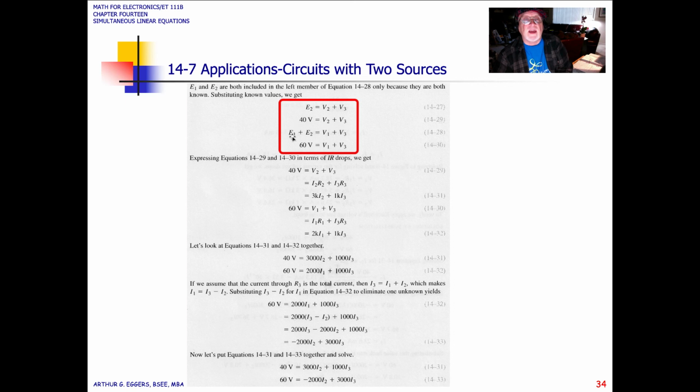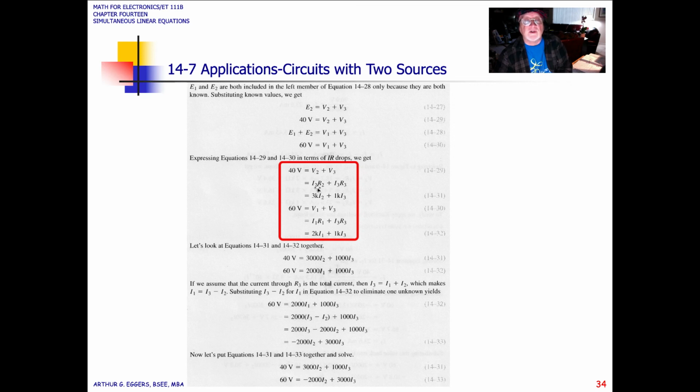And then if we look at the summation of those 2 sources, 40 plus 20 gives us 60 volts is equal to V1 and V3. So that's our outer loop. Expressing the equations 1429 and 1430 in terms of the current resistor drops, IR, we get 40 volts is equal to V2, V3. Now we're going to make a substitution.